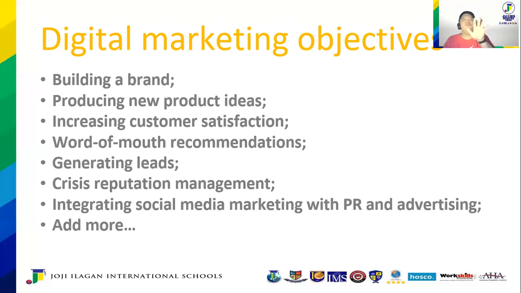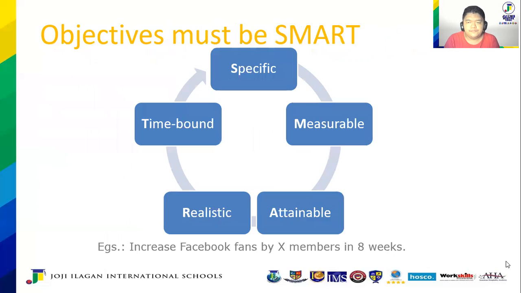So what I want you to understand are the objectives of digital marketing. It's not just for you as the owner of a business, but also for your customers to be satisfied with what you do. You may already be familiar with the term SMART: specific, measurable, attainable, realistic, and time-bound. It's always important that your objectives are SMART, so you have a clear goal for your business and your marketing strategies.